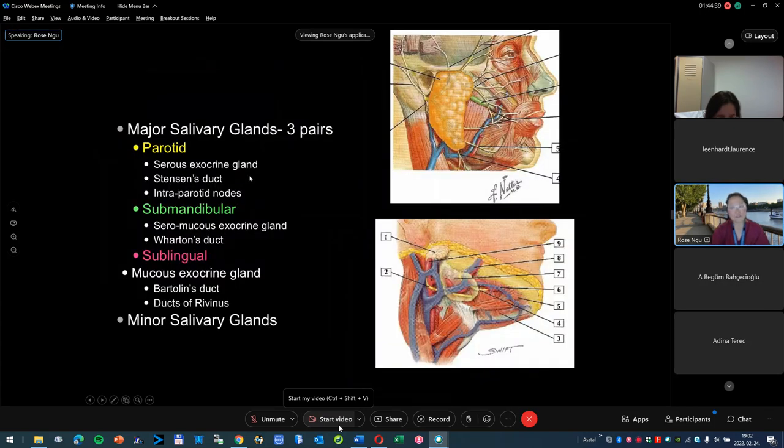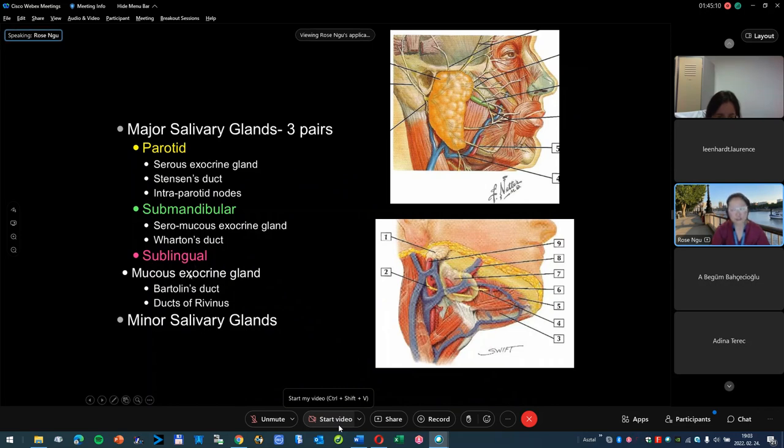So, salivary glands, we have three major pairs: parotid, submandibular, and sublingual. Here you have the parotid, and there's always a duct that curves superficial to the masseter, curves around it to pierce the buccinator into the oral cavity. The same with the submandibular gland, there's always a ductal system that pierces through the mylohyoid to come out in the floor of the mouth behind the lower front teeth.